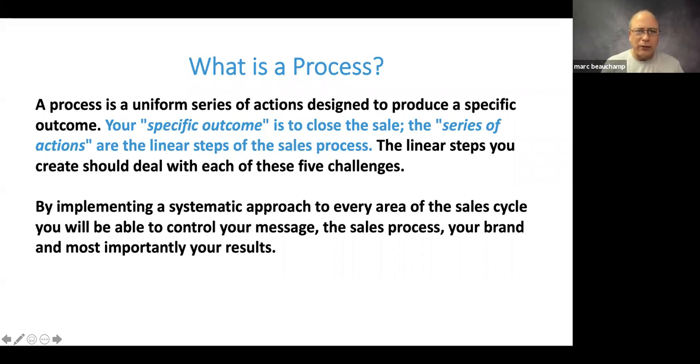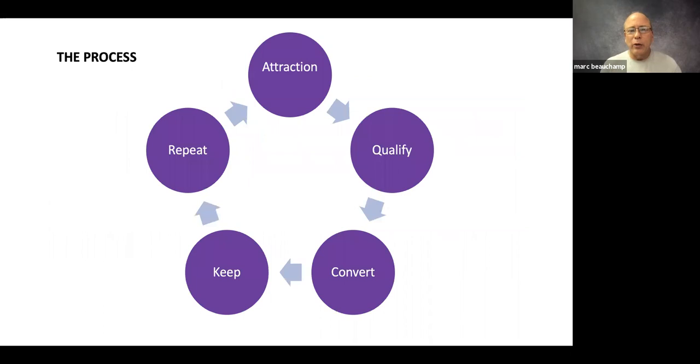And remember, a process is a uniform series of actions designed to produce a specific outcome. If you're not creating processes in your business, one, it's not duplicatable, and you're going to be getting different outcomes. So we want to process as much of our business as we can and create processes around everything that we can. So we want to implement a systematic approach to every area of your sales cycle. And if you can do this, I promise you, your results are going to be much greater than if you're winging it all the time, like most salespeople do. If you want to grow an organization, you certainly want to have these processes in place.